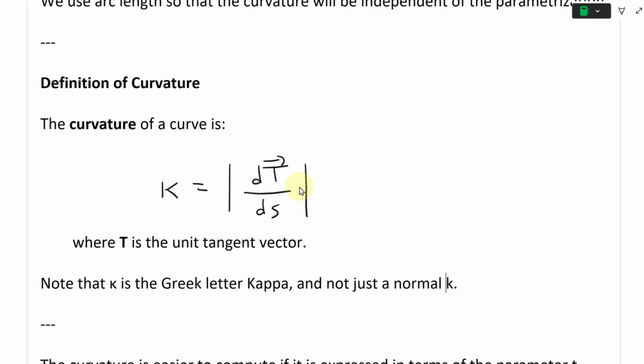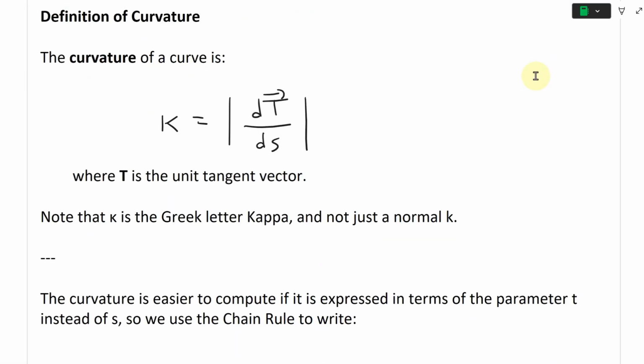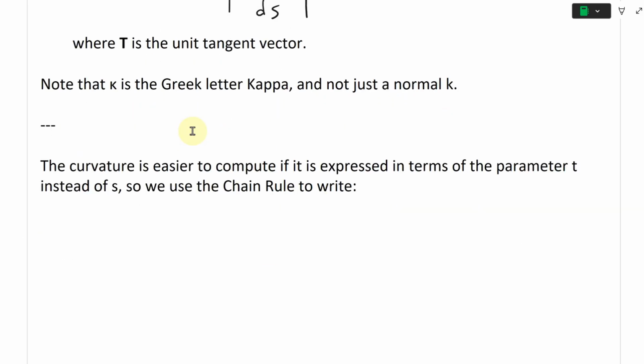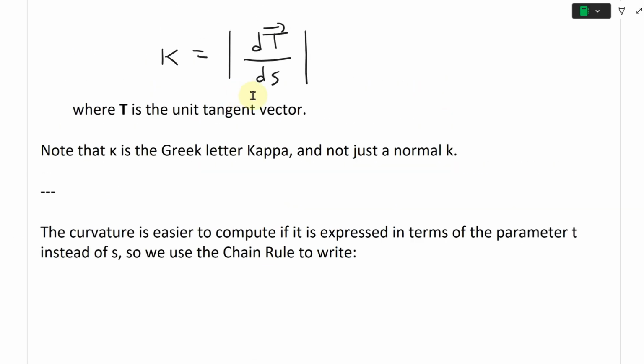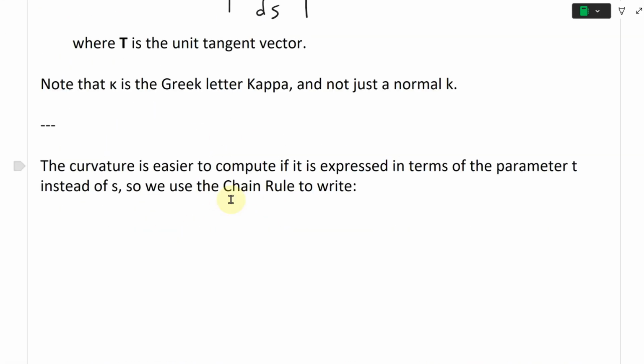And again, this is defined in terms of the arc length function because it will be independent of the parameterization, but we still want to express this same definition in terms of parameter t because it's easier to compute. So yes, we'll basically have to rewrite how this looks in terms of t, but not in the definition. The definition is just in terms of arc length. Now we convert this into parameter t.